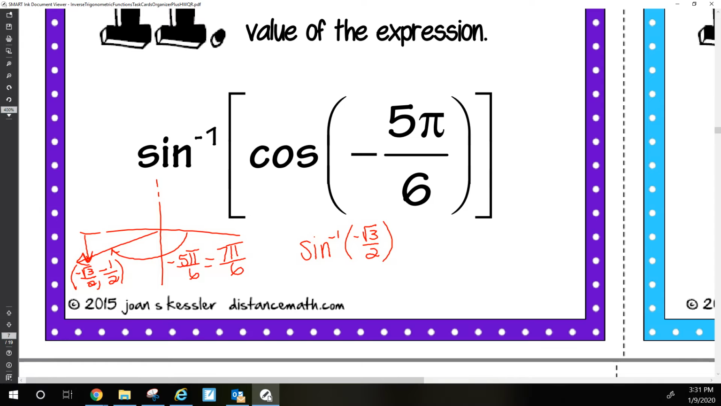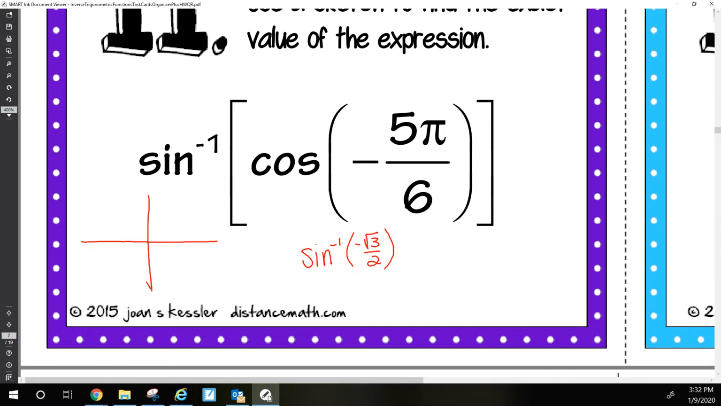So what y value, or what angle gives me a y value of negative square root 3 over 2? There's no pi in there, Miss Harris. So on my unit circle, where are my y's negative? Where we're defined for sine inverse, that's quadrant 4. We just did this one.